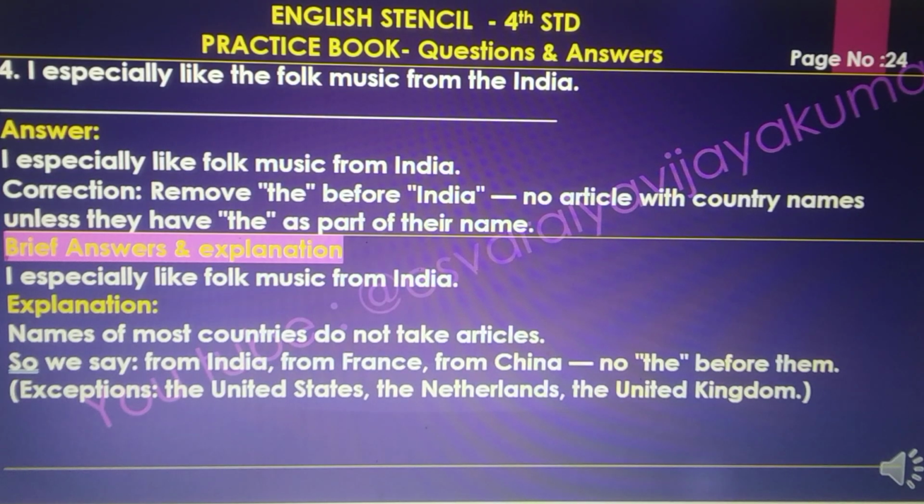And the fourth one: I especially like the folk music from the India. The answer: I especially like folk music from India. The correction: remove "the" before India. No articles with country names unless they have "the" as part of their name. The brief answer and the explanation of these questions: I especially like folk music from India. Explanation: names of most countries do not take articles, so we say from India, from France, from China, no "the" before them. Exceptions: the United States, the Netherlands, and the United Kingdom.